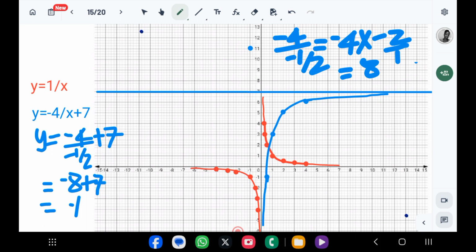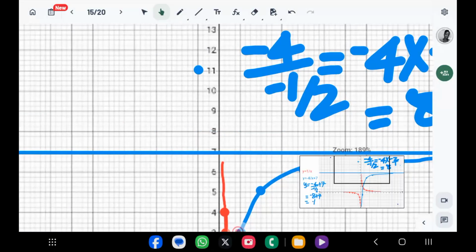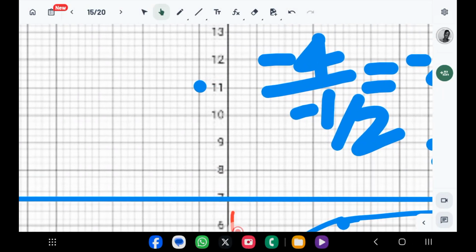8 plus 7 is equal to, take out a calculator, 8 plus 7, that is equal to 15. So when x equals negative 1 half, your y equals 15. Where is 15? 15 is way up there. So it's going tapering up there.